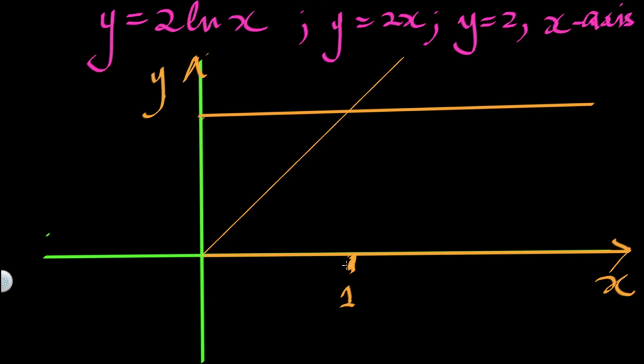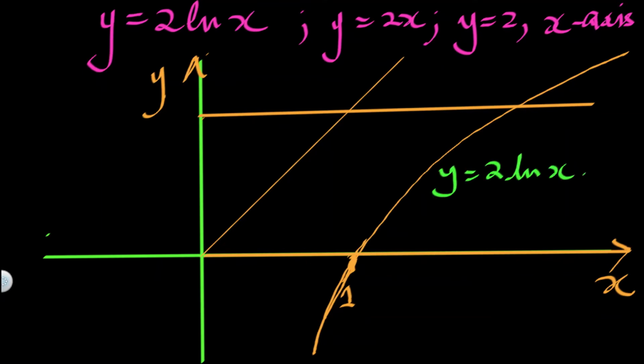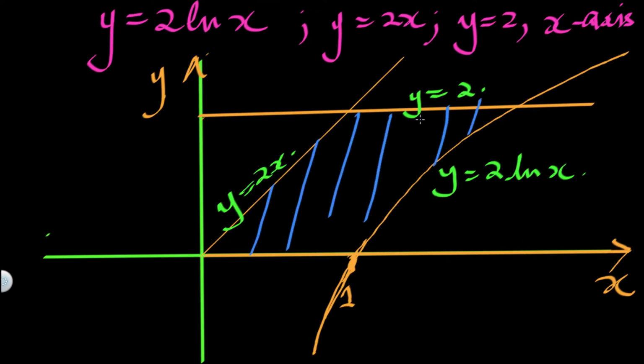Let me use a yellow pen. So it will go like this. It comes like this, passes through here, then goes like that. This is the line. Let me label all my lines using a green pen. So this is the line y equals 2 ln x, and this is the line y equals 2. This is the line y equals 2x, and this is our x-axis. So this is the area. I'm going to shade the area using some blue ink. This is the area that we're looking for.